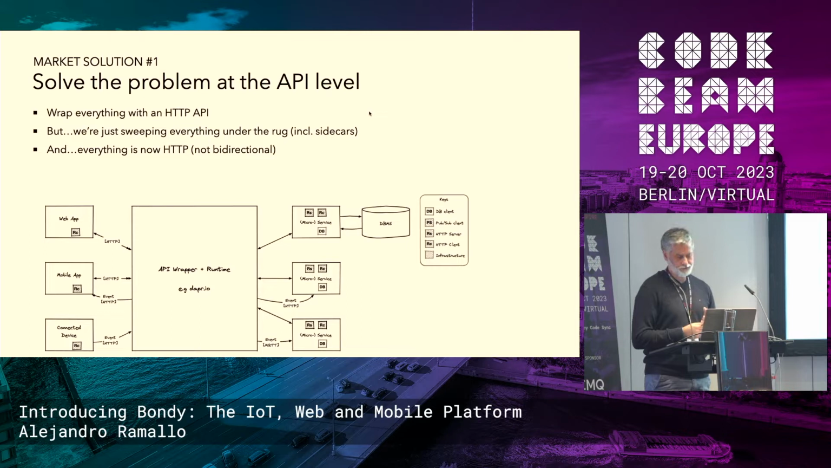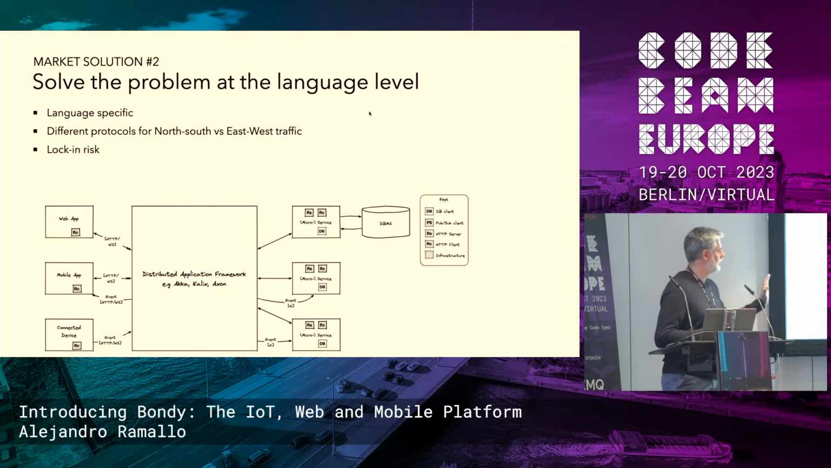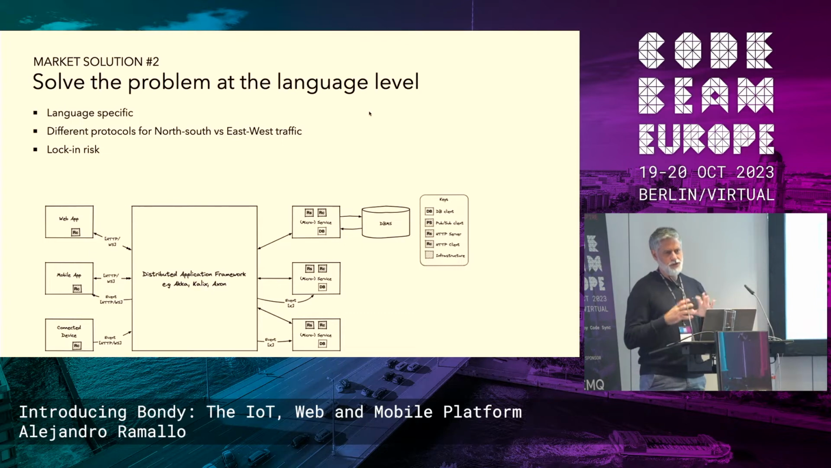The other option is just adopt a framework. So you can go Akka, Calyx, Axon. But then that is language specific most of the time, right? And then you end up with different protocols between north-south and east-west traffic, right? So you will tend to use HTTP here, maybe WebSockets, but then you will use gRPC or whatever the framework provides for the services. So you're not using the same language.